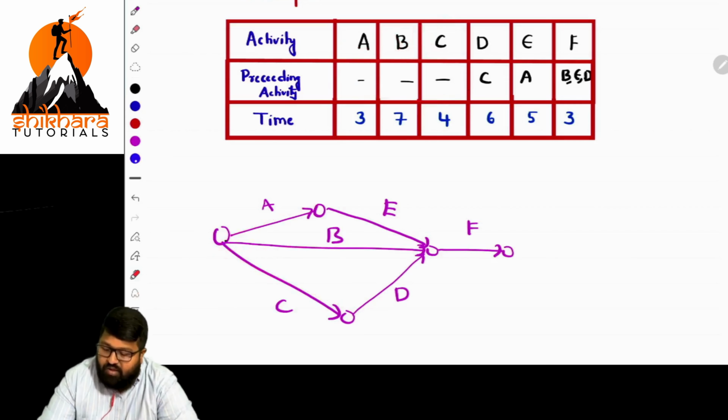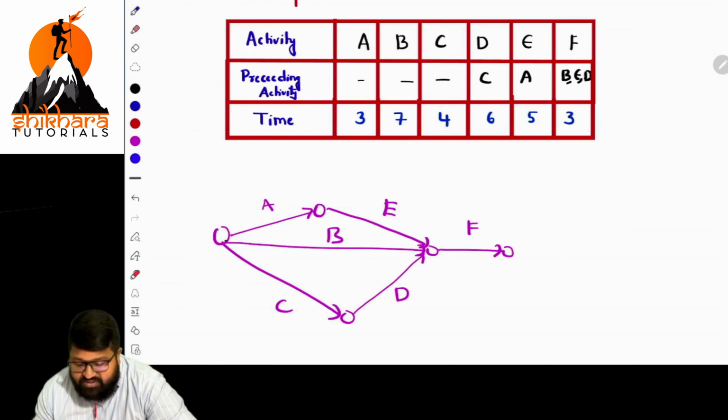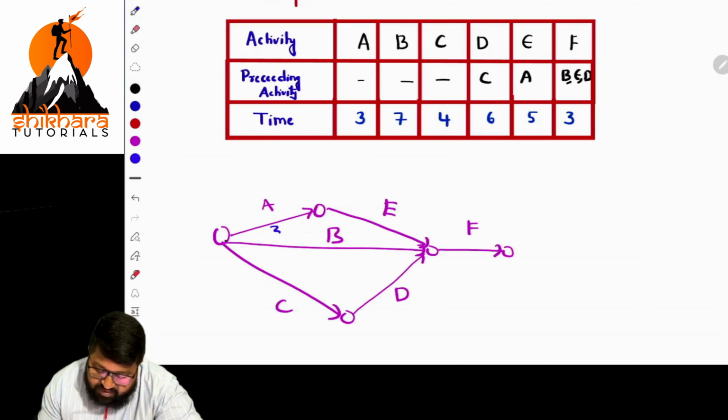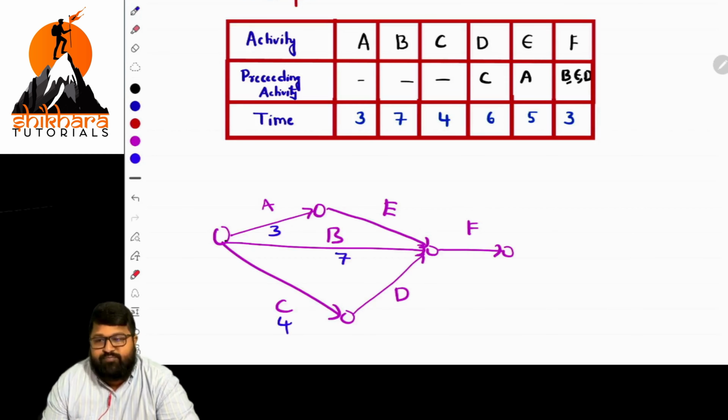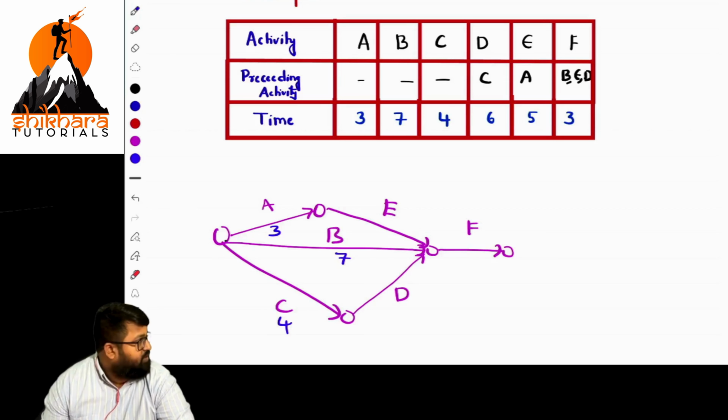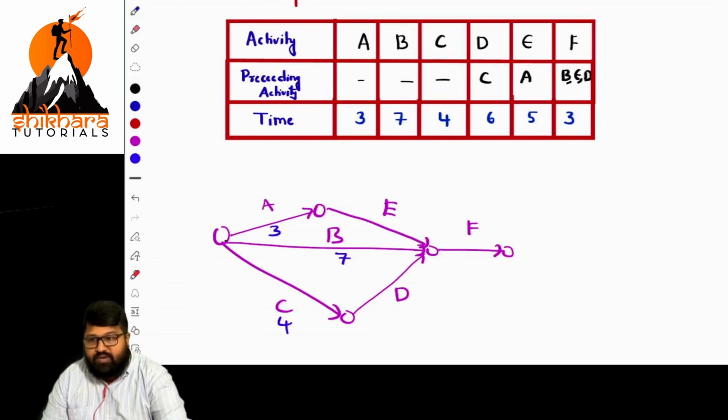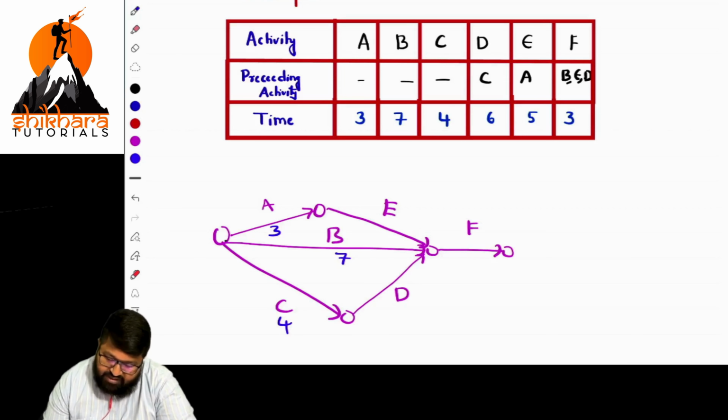Then what is next? Plot the time on the activities. Sir, for A, what is the time given there? 3. Okay, and for B? 7. For C, the time given is 4. Is it clear? Now for D, what is the time taken there? 6 days. For E, the time taken is 5, and for F, the time taken is 3.